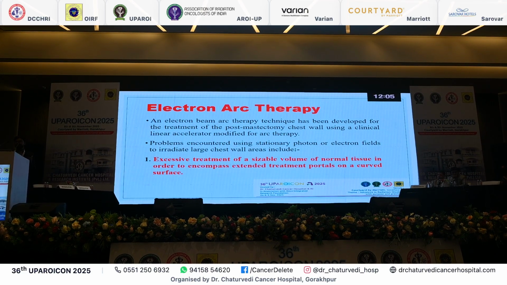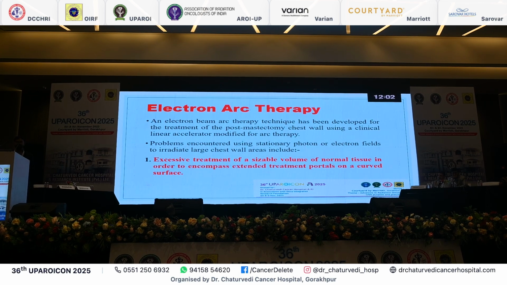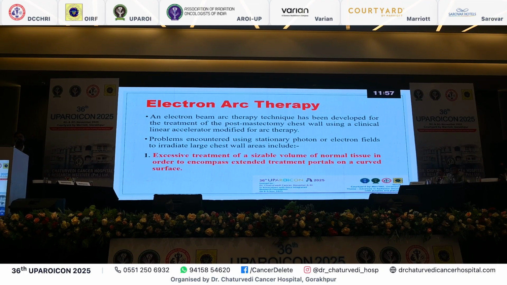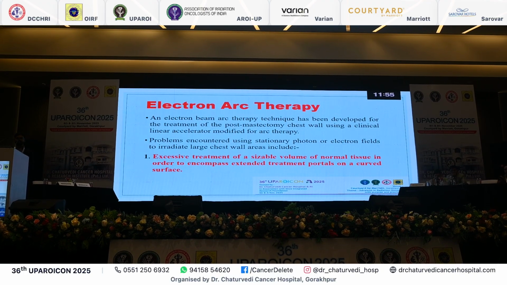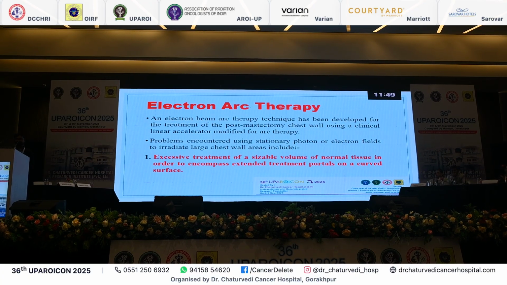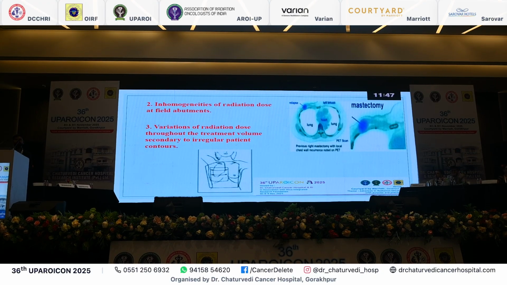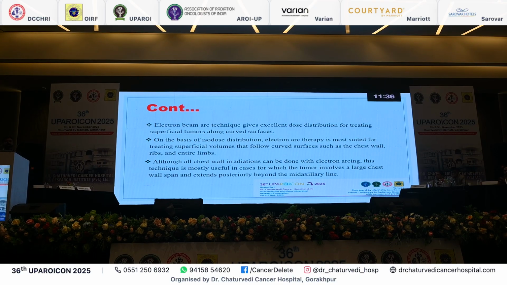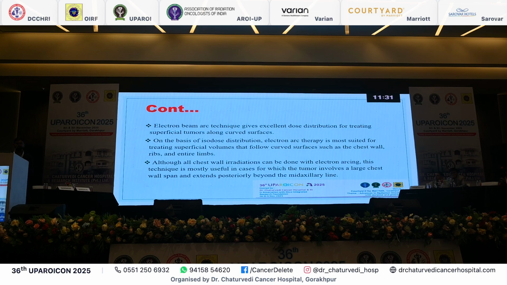Problems encountered using stationary photon or electron fields to irradiate large chest wall areas include excessive treatment of a sizable volume of normal tissue in order to encompass extended treatment portals on curved surfaces, inhomogeneity of radiation dose at the abutments, and variation of radiation dose throughout the treatment volume secondary to irregular contours. Electron beam arc techniques give excellent dose distribution for the treatment of superficial tumors along curved surfaces like the chest wall.